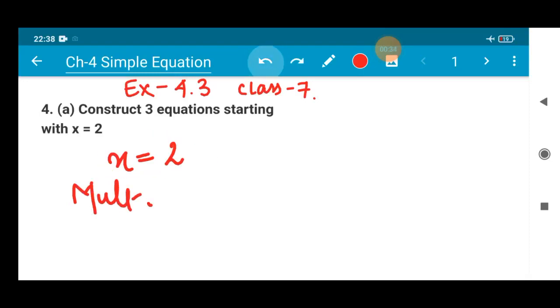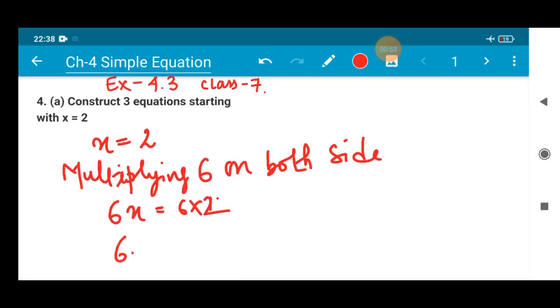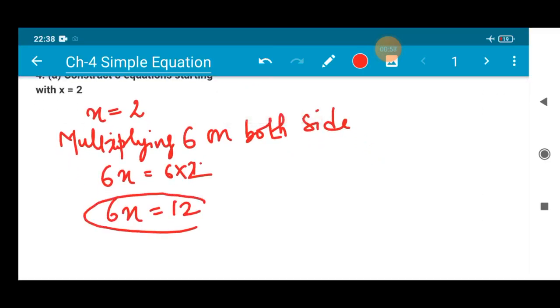So let us multiply 6 on both the sides. If I multiply 6 on both the sides, what are we going to get? We will be getting 6x is equal to 6 into 2, which will be equal to 12. So if you solve this equation and try to find the value of x, you will be getting x is equal to 2 only. How? Just have a look.